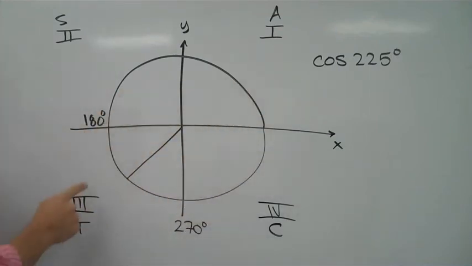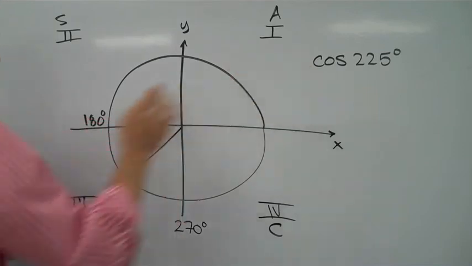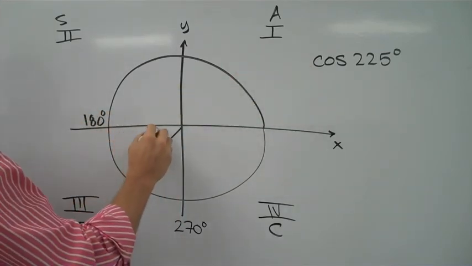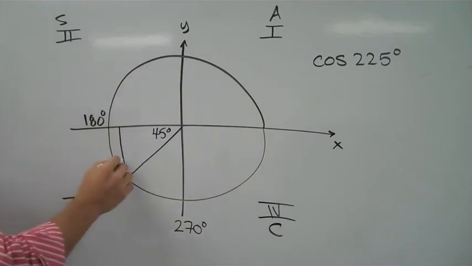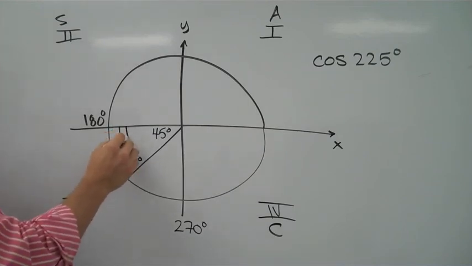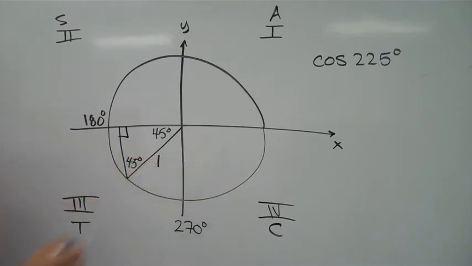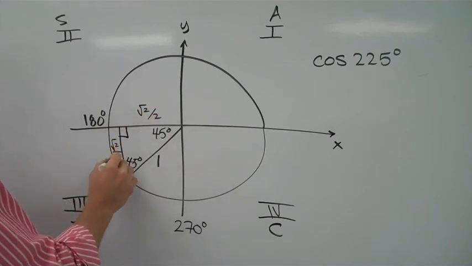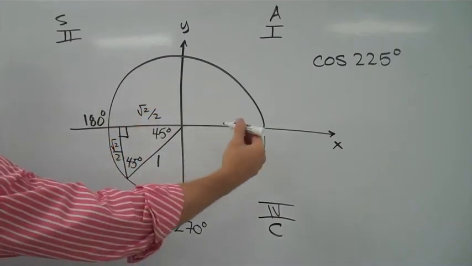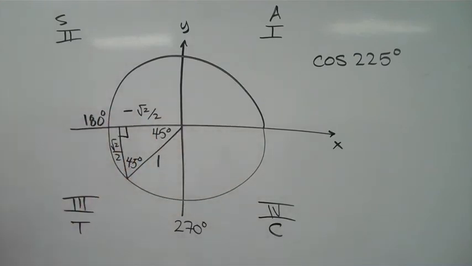So 225 will be in the third quadrant. 225 minus 180 gives me 45 degrees. So I can make a triangle here of 45 degrees. Well, if that's 45 degrees, this is 45 degrees, and that's 90. My hypotenuse is the same as my radius. It's 1. And remember, this is the square root of 2 over 2, and this is the square root of 2 over 2. Well, we're going in a negative direction. So this is negative square root of 2 over 2, and we're going down. So this is also negative square root of 2 over 2.